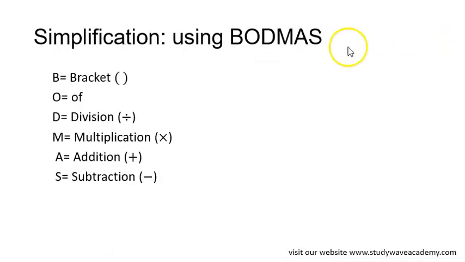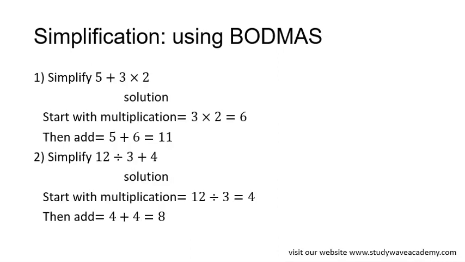Simplification using BODMAS. What does BODMAS stand for? B stands for bracket, O stands for of, D stands for division, M stands for multiplication, A stands for addition, S stands for subtraction. That is BODMAS. So we are going to be simplifying numbers using BODMAS. Simplifying a number means expressing an expression that is given to you in its simplest form. So we're going to be using BODMAS to do that, okay? Here we have: simplify 5 plus 3 times 2.